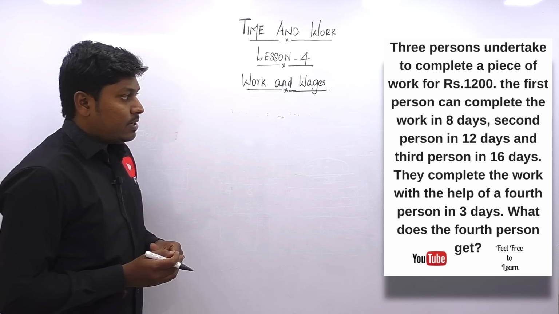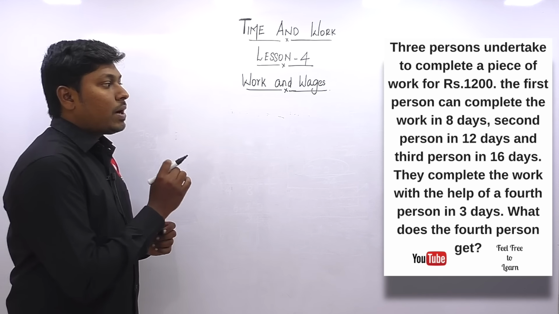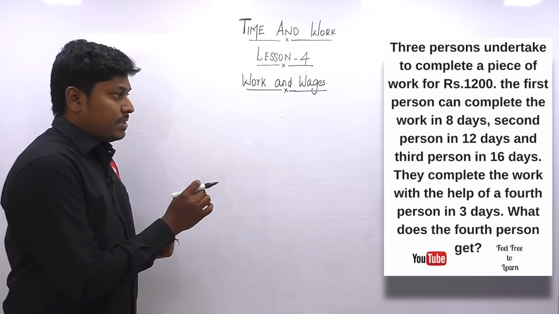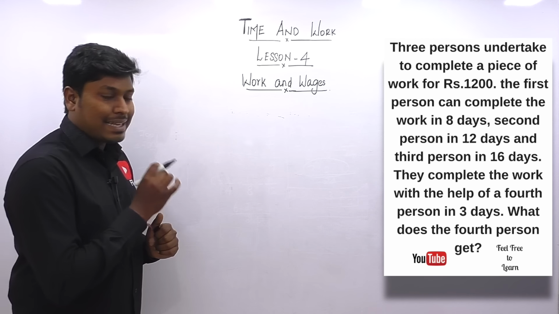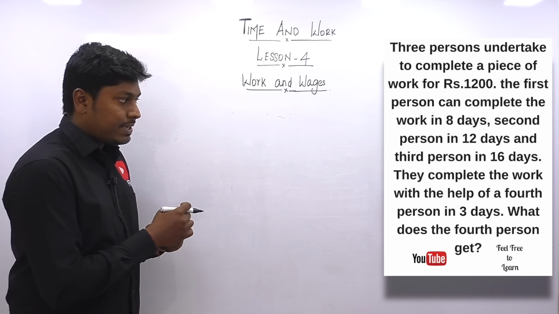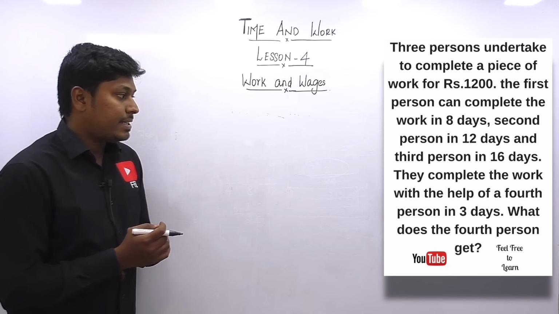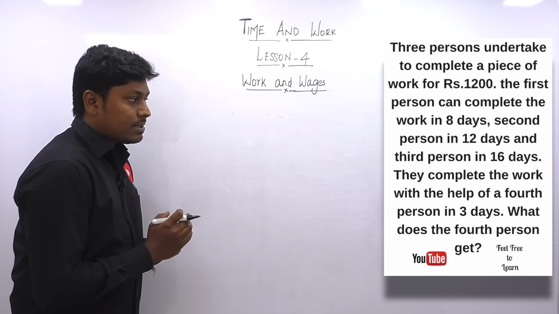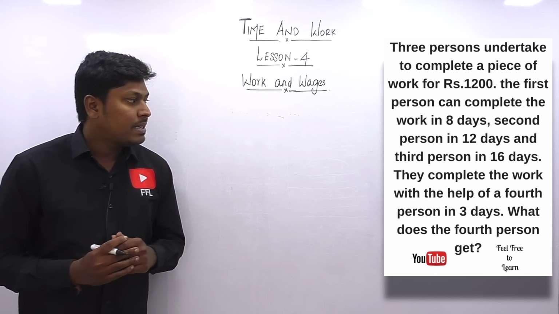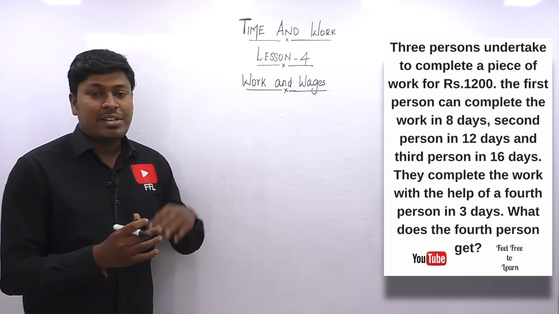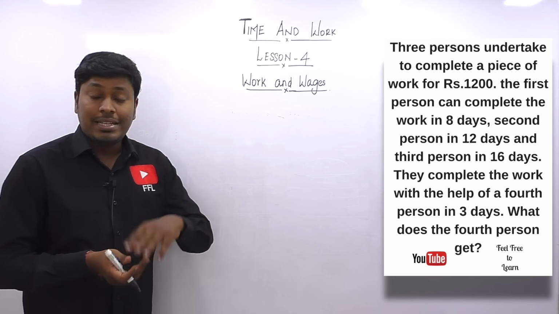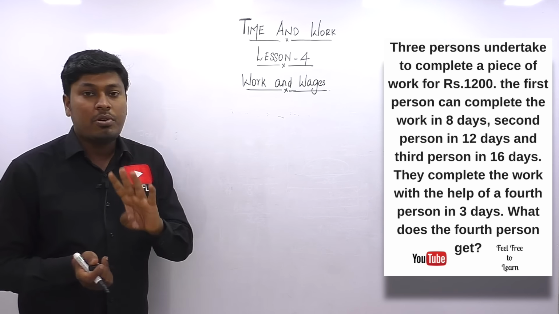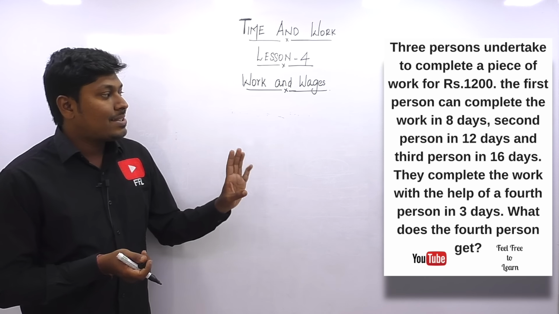Question number 3. 3 persons undertake to complete a piece of work for rupees 1,200. The first person can complete the work in 8 days, the second person can complete the work in 12 days, and the third person in 16 days. They complete the work with the help of a fourth person in 3 days. So what does the fourth person get? So friends, this question is completely related to the previous question, the same concept. In the previous question they were talking about 3 persons, but in this question they are talking about 4 persons. So let me explain the concept of the question.